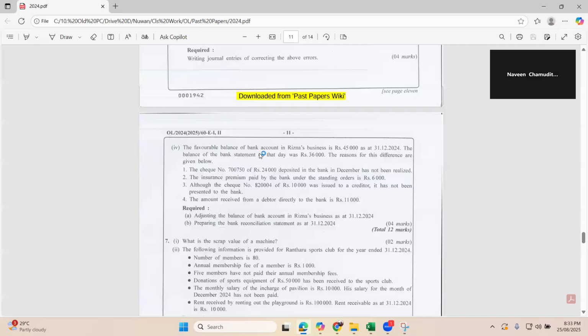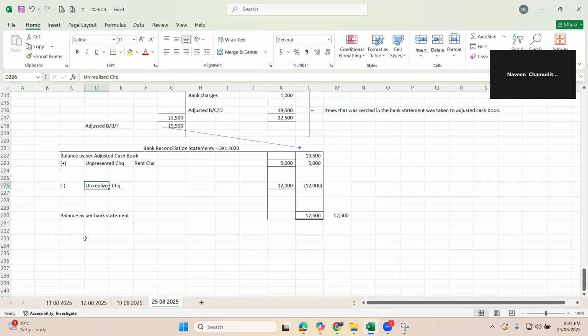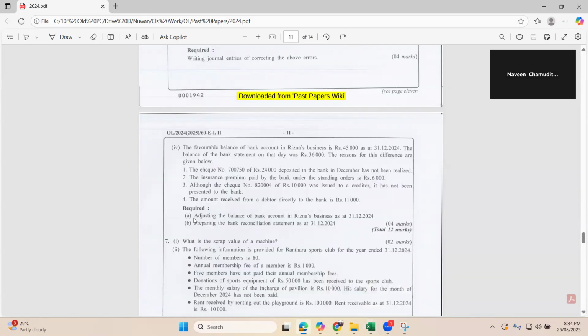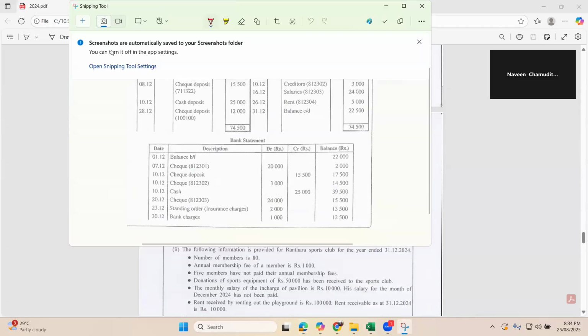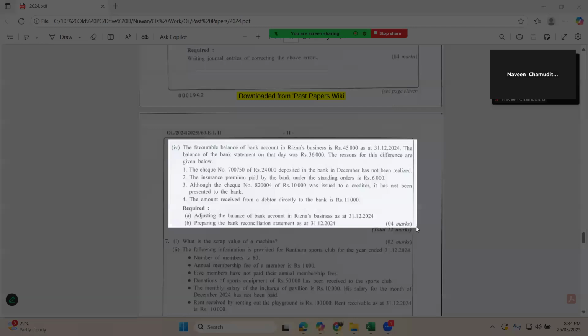Right. See, this is 2024 O level, question number 6 4. Having 4 marks.